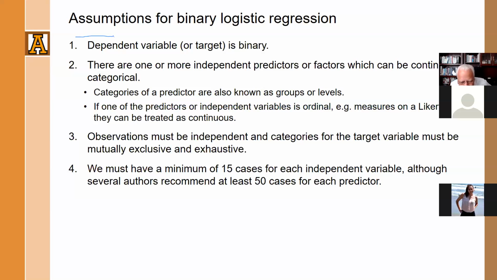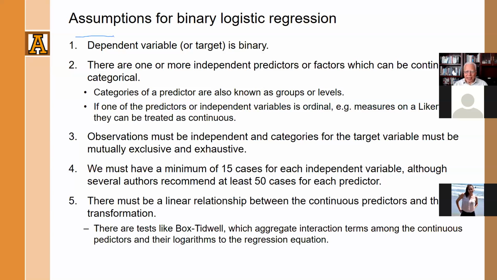We must have at least 15 cases for each predictor. In fact, it's very seldom nowadays that we have such scarcity of cases. It happens in the medical field. Sometimes it's very difficult to have a larger number of patients, for example, participating in a trial. But in general, at least 50 cases for each predictor would be advisable.